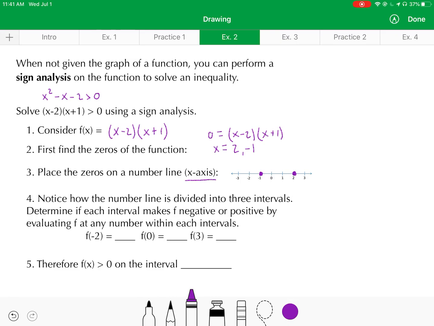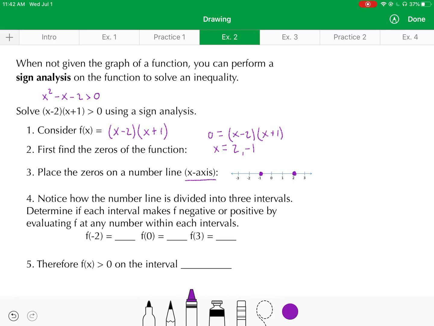Once we're here, we need to notice how the number line has been divided into 3 intervals, okay? We want to determine if each interval makes f negative or positive by evaluating f at any number within the interval, okay? So the first interval would be the interval from negative infinity to negative 1, okay?